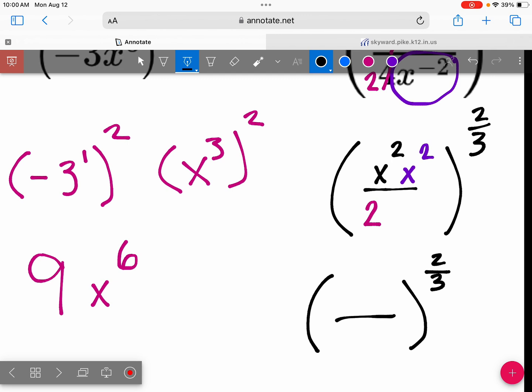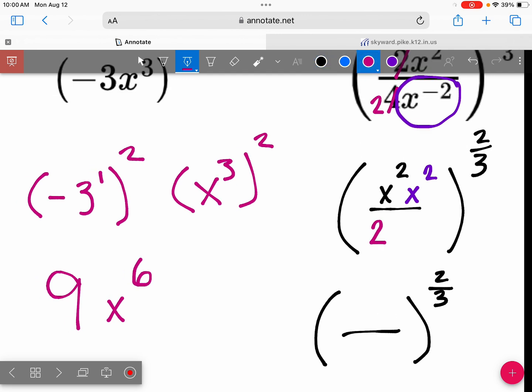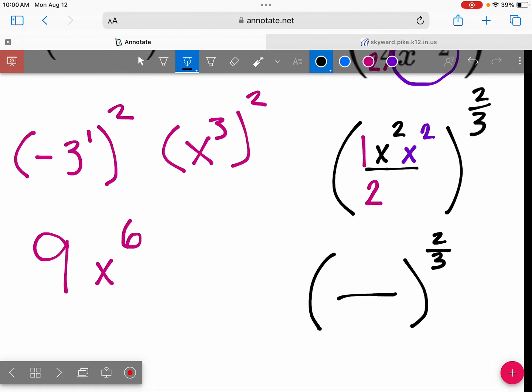Why did you keep the 1 for the 1/2? You absolutely can, but 1 times x squared is the same thing as x squared. If it helps your brain, put the 1. Totally fine. It is absolutely not wrong. It means the exact same thing. So you can either put 1x to the 4th, or you can just put x to the 4th over 2.